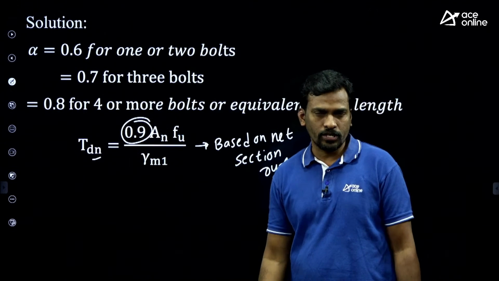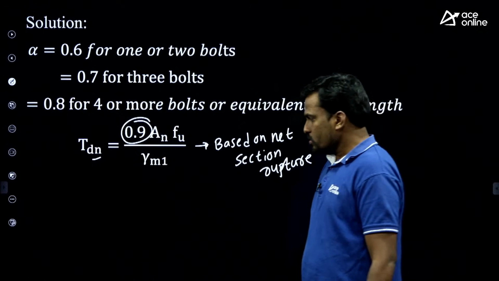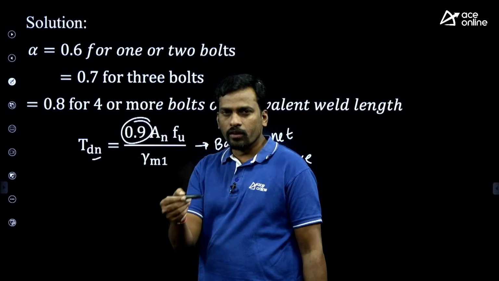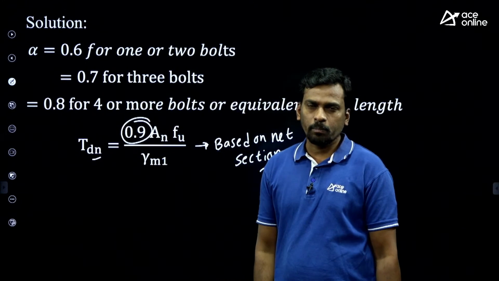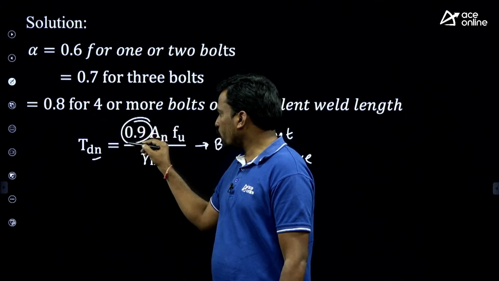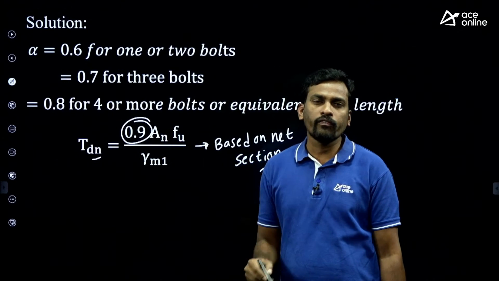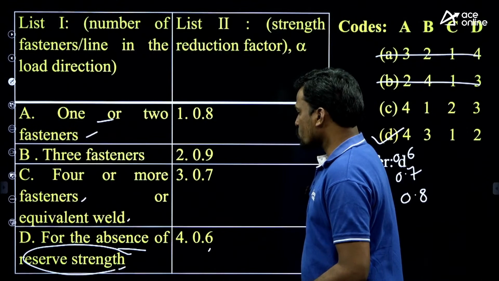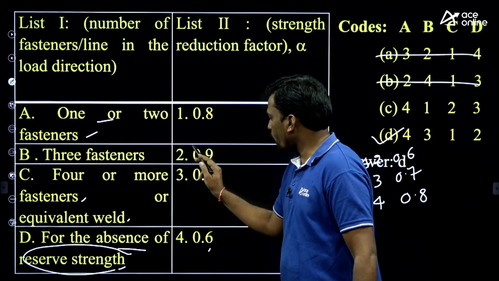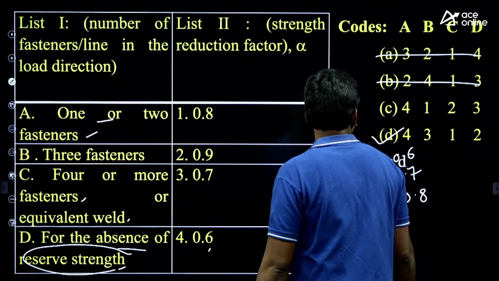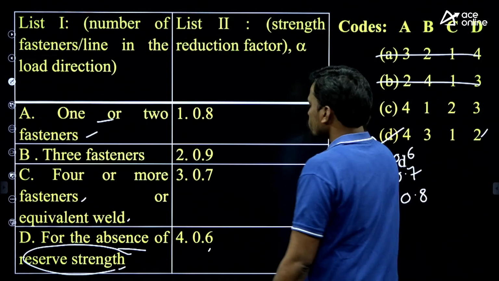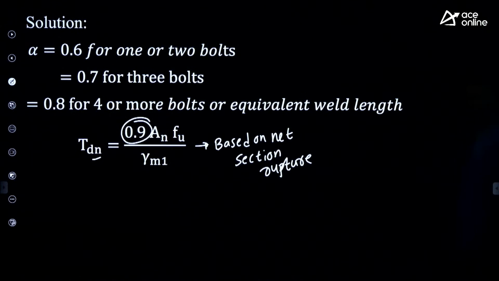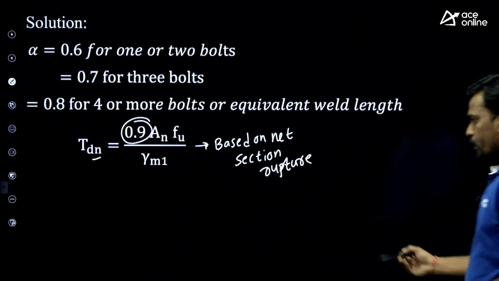I gave this explanation. For safety we are reserving 10% strength. It means we are considering only 90% strength for safety. 90% is 0.9. So what is given? Reserve strength, it is 0.9. Then this is D2. Right. Next question.